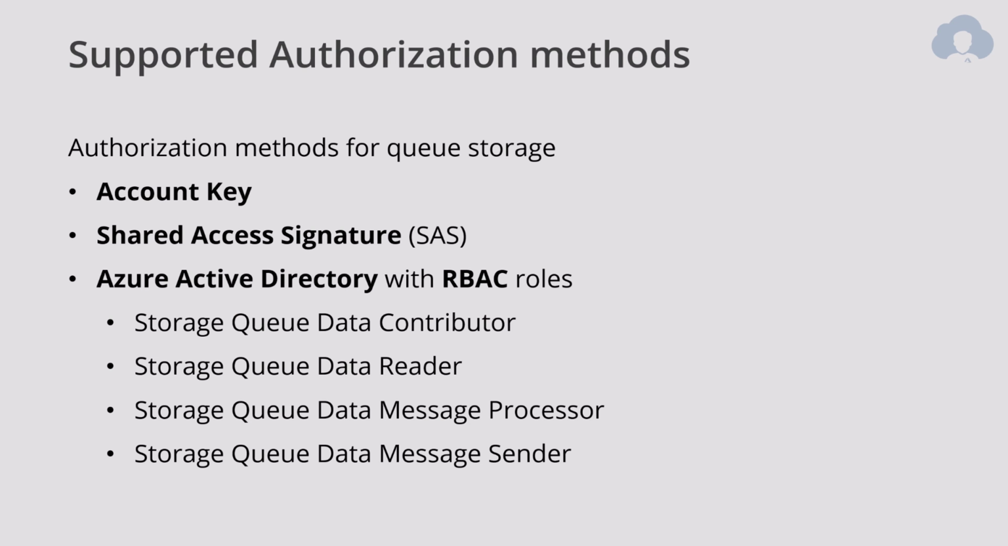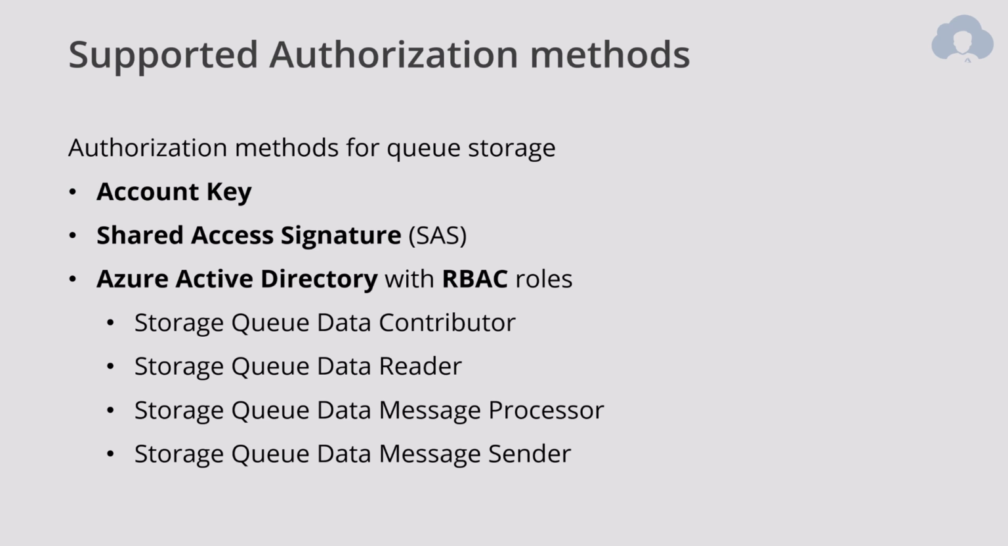What are the supported authorization methods? Because you are using storage accounts, you're pretty much getting the same options. First of all, you have the account key. This is like a password for your entire storage account, including the queue service. You can also generate shared access signatures, so define what kind of actions on which API, which IP or which protocol it can connect to, and how long the token is valid for, so that you can get much more granular with your access.